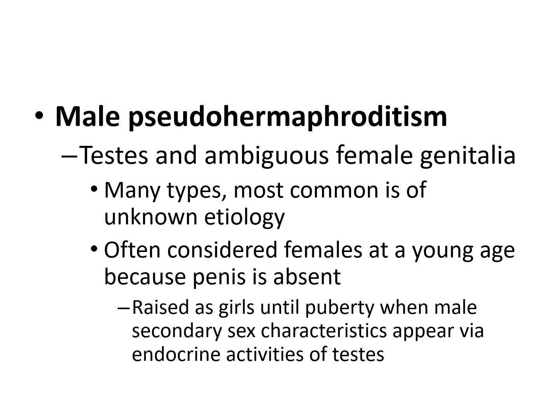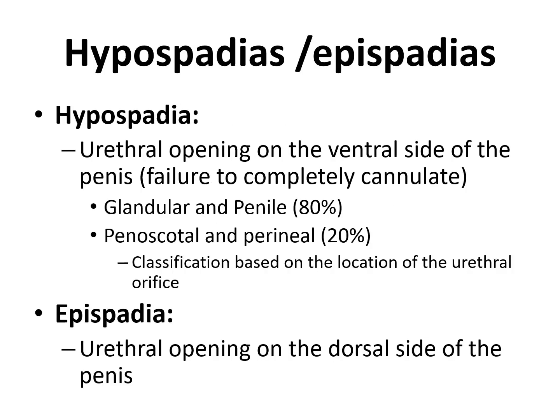Okay, so we can have true hermaphroditism. This means that we have both testis and ovary, or it is false. It means that we have either testis or ovary.